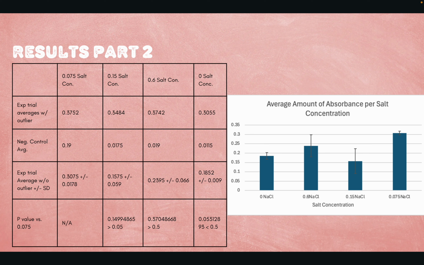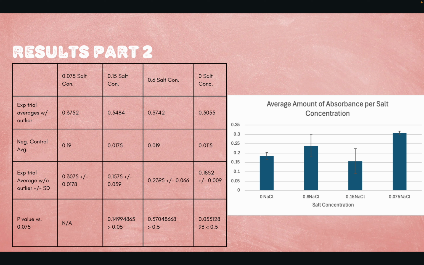On our third bar, we had the experimental averages without outliers. So we took out the outliers in some of the data points. So these are the averages without the outliers that we calculated. And then beside them, we also have our standard deviation, which you can also see in the graph. So we calculated standard deviation for all of them. And then below that, we have our p-values. We have our p-values right there.